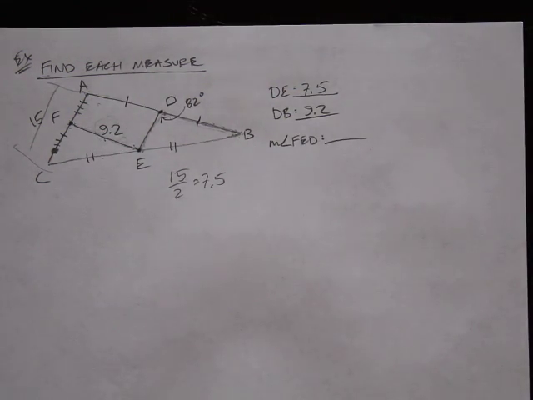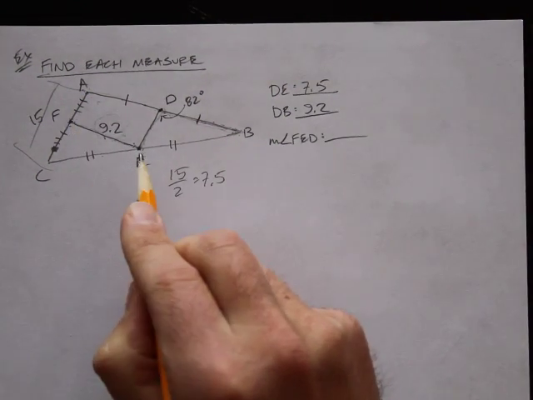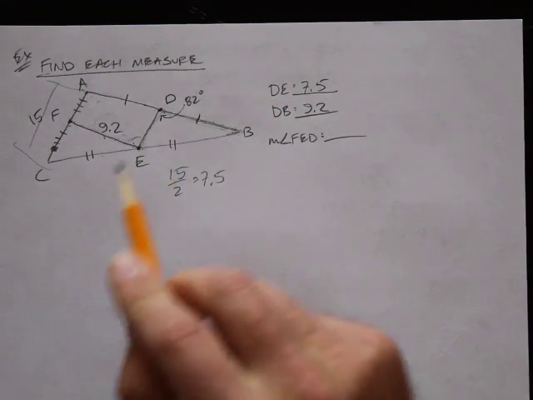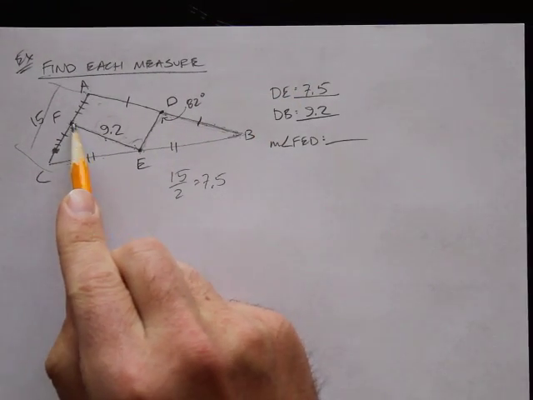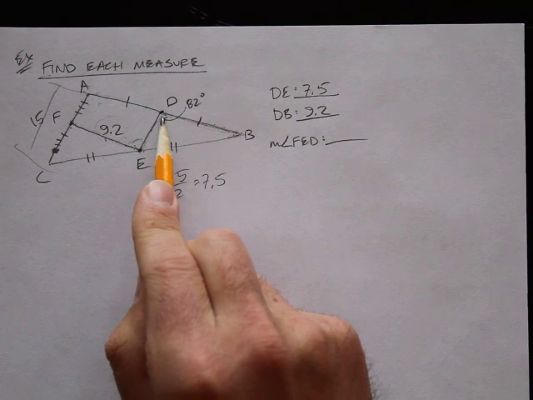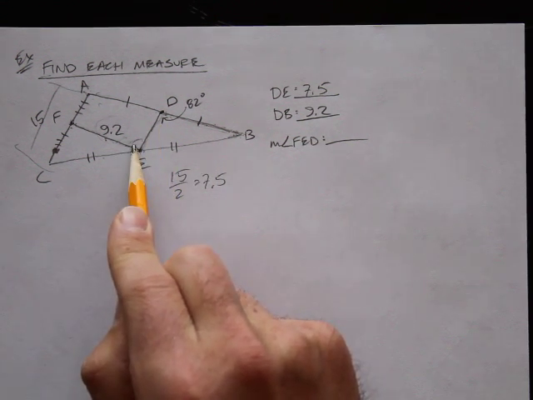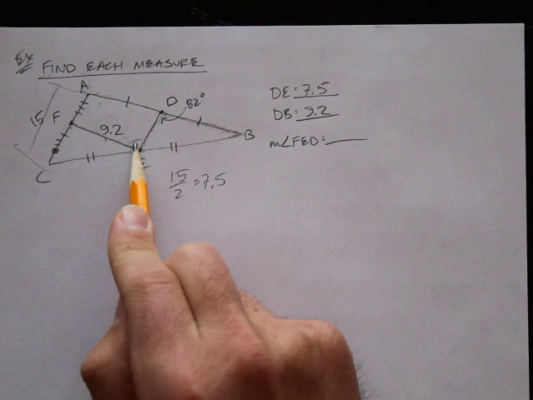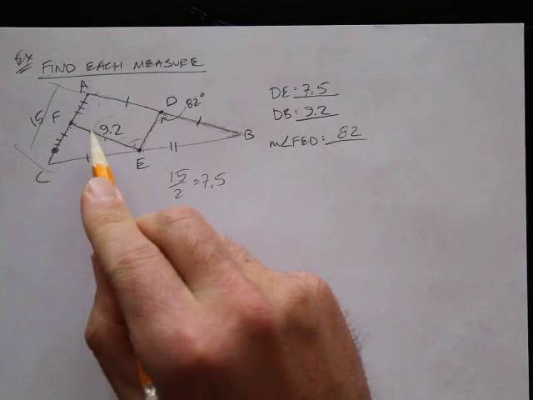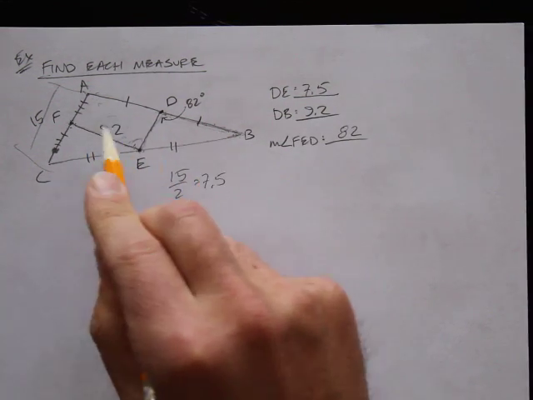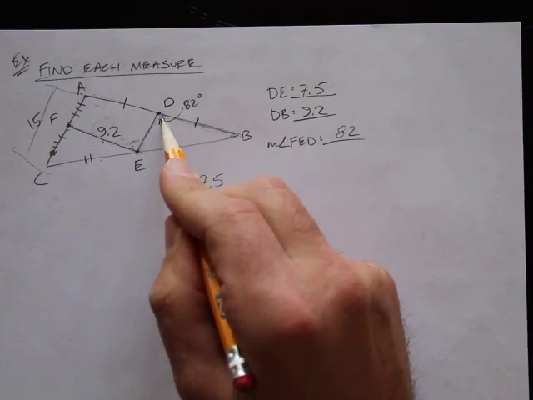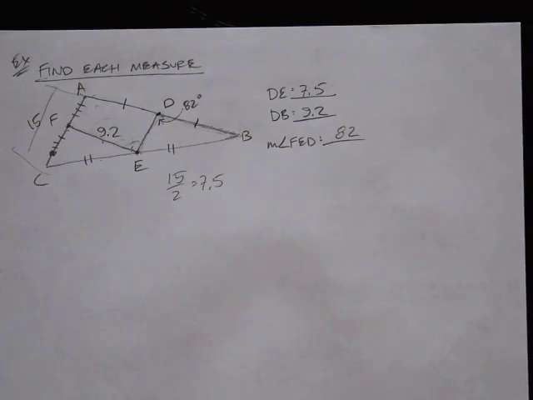Now let's find the angle of FED. Where's FED? FED. That's this angle right here. Okay, so now I've got this segment is parallel to this segment. And now I have alternate interior angles. Alternate interior angles are congruent. So if the lines are parallel, then the alternate interior angles off of this transversal are congruent, 82 degrees. All right.